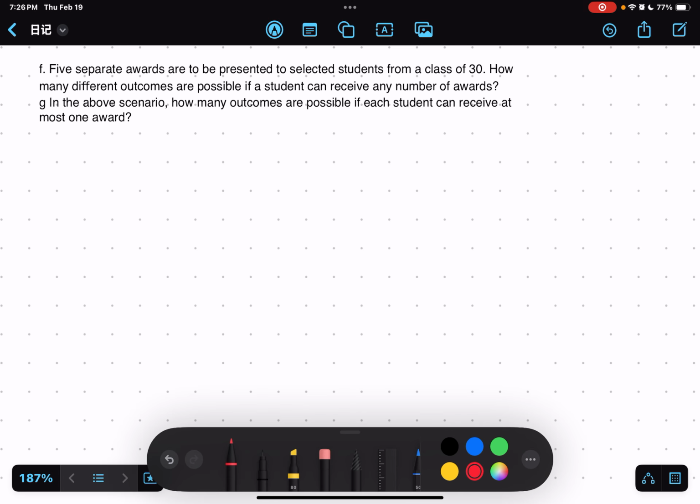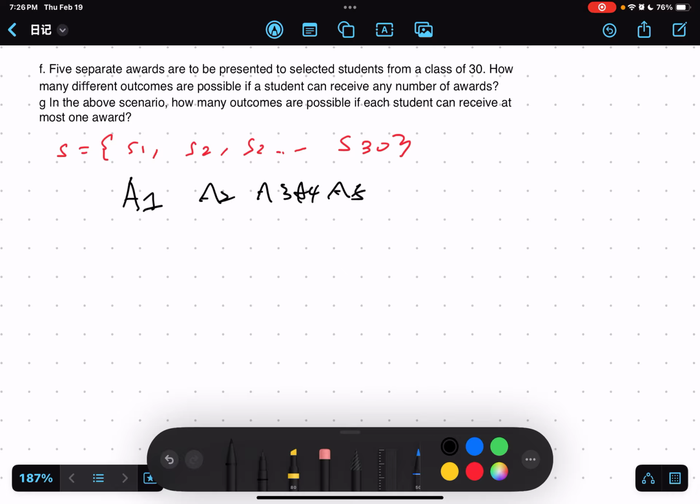So, our set is student 1, student 2, to student 30. And we have 5 steps. The steps are choosing award 1, award 2, award 3, award 4, award 5. So it should have 1, 2, 3, 4, 5 steps. How many different outcomes are possible if the students can receive any number of awards?